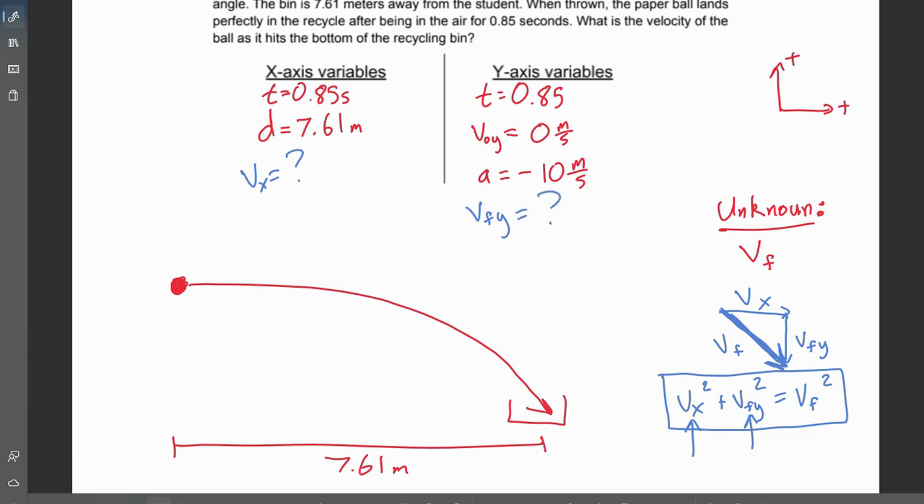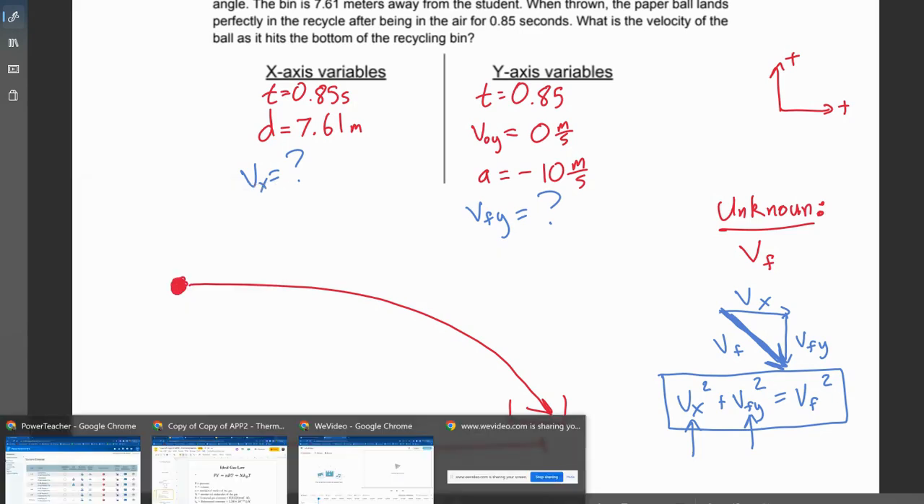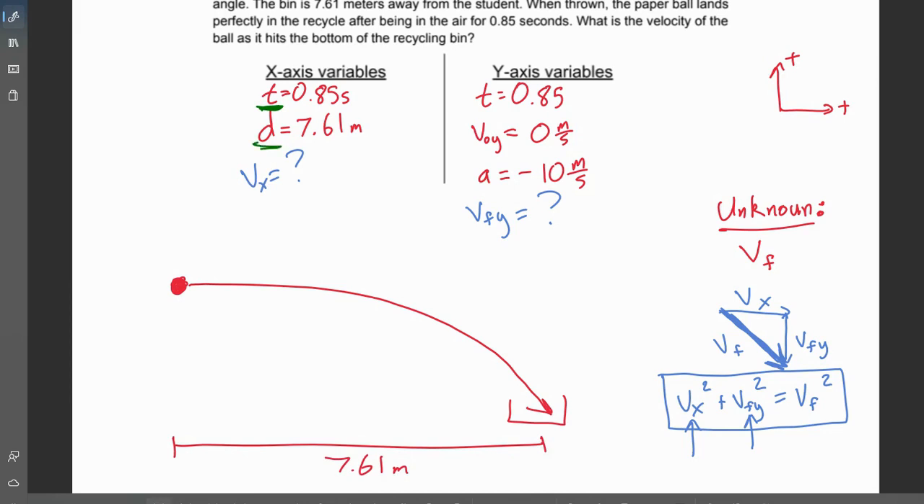Okay, so when we break this down into our different axes here, our x-axis and our y-axis, we can see something kind of neat. In the x-axis we have time, we have displacement, and we have velocity in the x-axis. What's the definition of velocity? Distance over time. That seems pretty straightforward. In the y-axis, slightly less straightforward, but we need v initial, v final, a, and t. There's an equation that relates those four variables. I'll let you go through and find that and figure it out. So that's how you approach number 11.